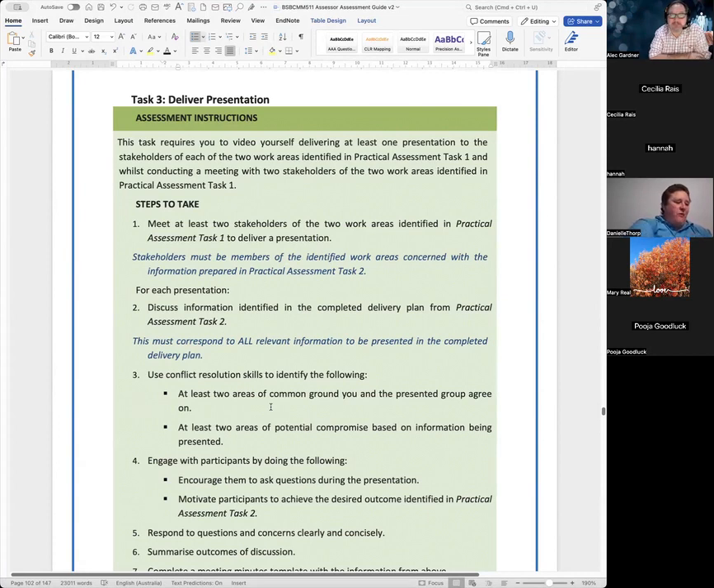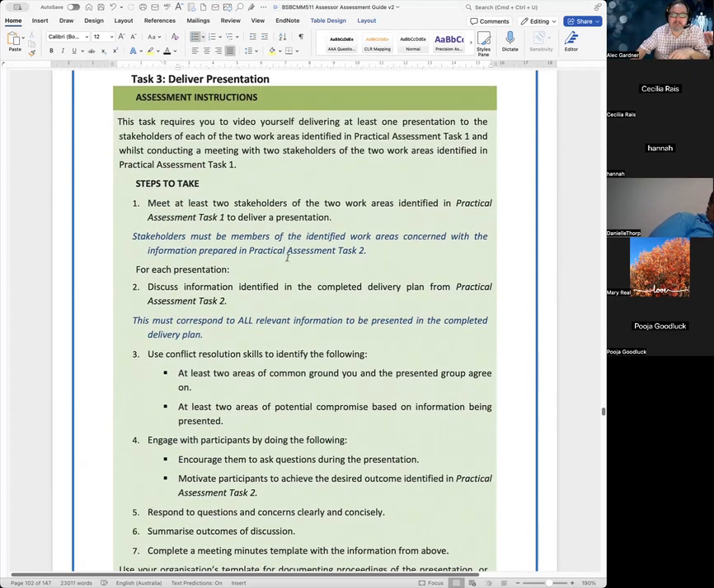So, delivering your presentation. What to see here is logical steps. You're going to meet with at least two stakeholders and you're going to provide evidence of doing that. For each presentation, discuss information identified in your delivery plan. I want to see congruence between your delivery plan and your presentation, that you're not starting off with apples and ending up with hippopotami.